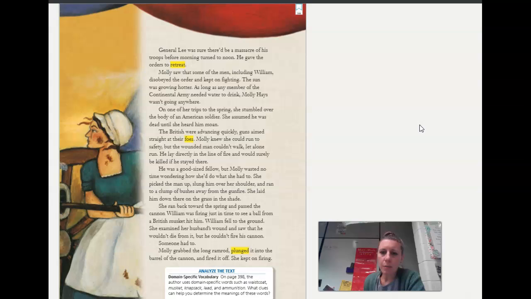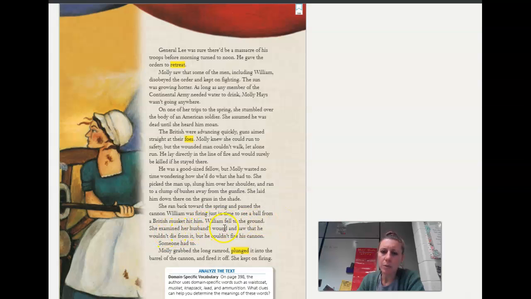She picked up the man, slung him over her shoulder, and ran to a clump of bushes away from the gunfire. She laid him down there on the grass in the shade. She ran back toward the spring and past the cannon William was firing just in time to see a ball from a British musket hit him.